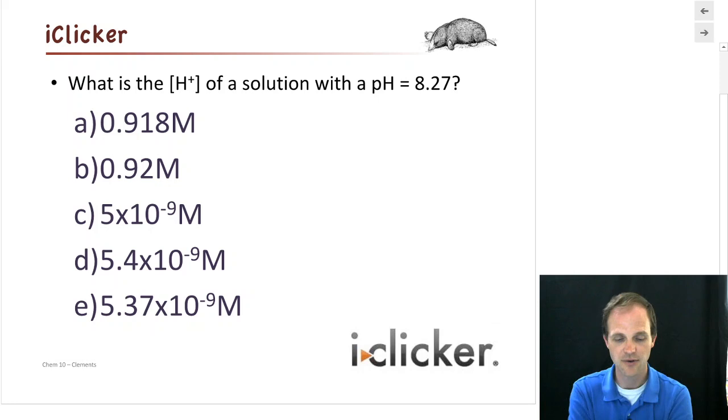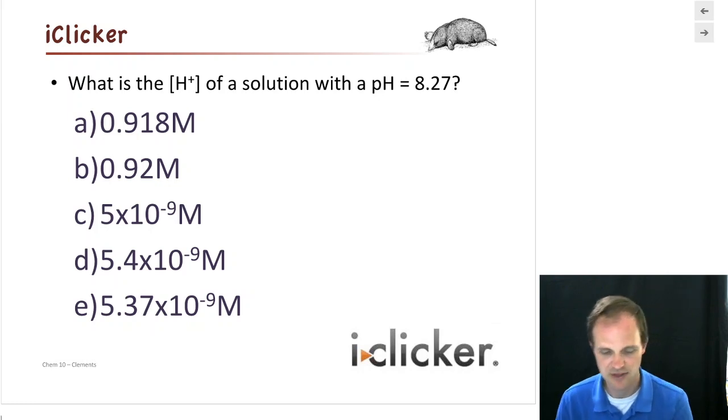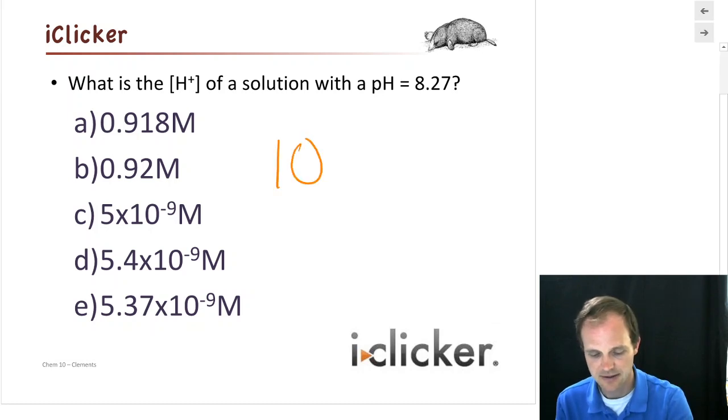Your turn to try. If we have an H plus solution, if we have something with a pH of 8.27, what is the concentration of H plus in that solution? You paused, right? You did? Yeah? Okay. Trust you. 10 to the minus pH. 10 to the minus 8.27. Plug that into your calculator.